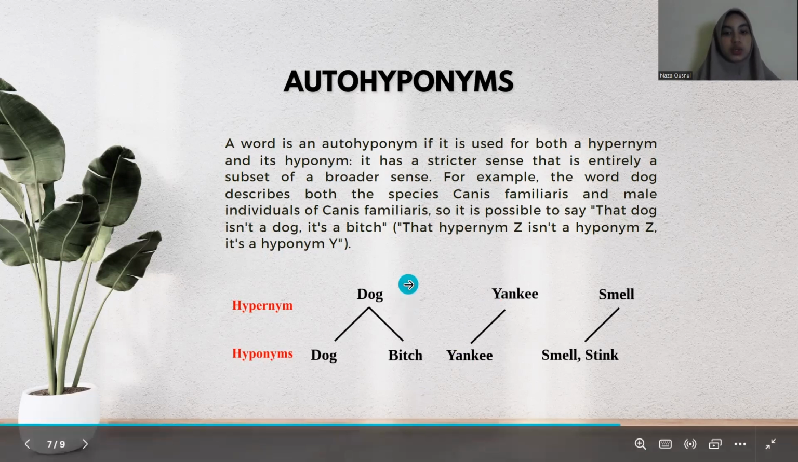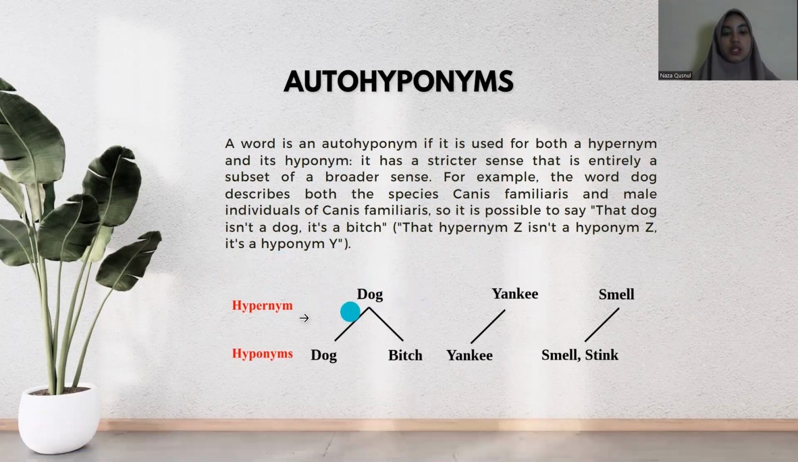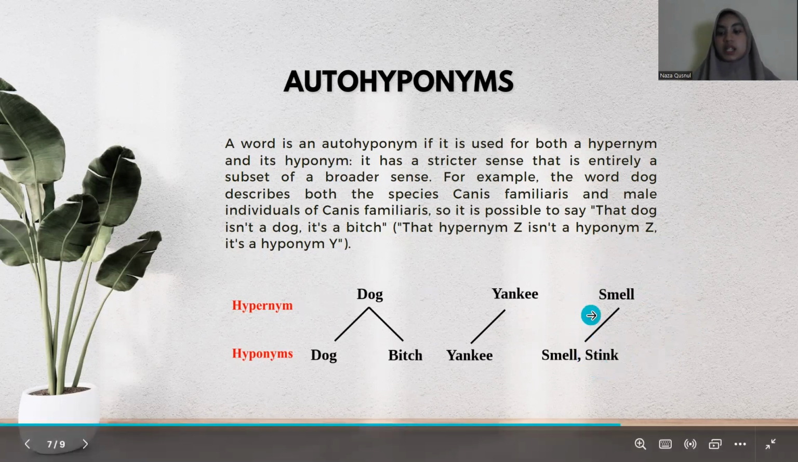Take a look at this diagram. So dog is the hypernym. The hyponyms of dog are dog and fish, and younger is a hypernym, and the Yankee we also call a hypernym, and the hyponyms of smell are smell and stink.